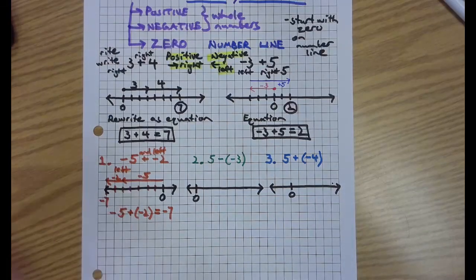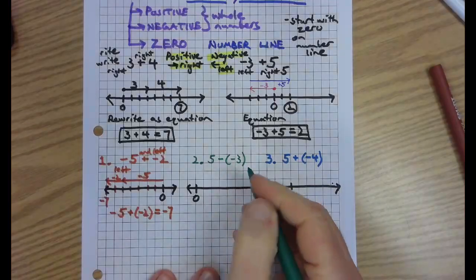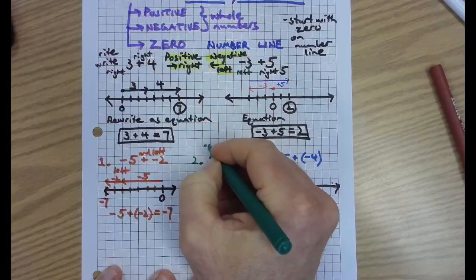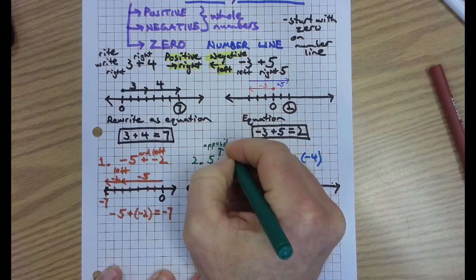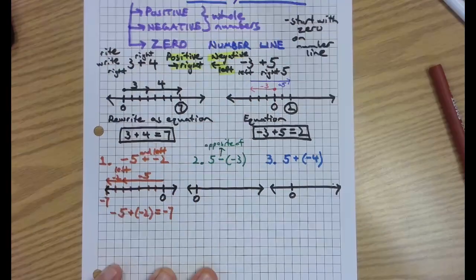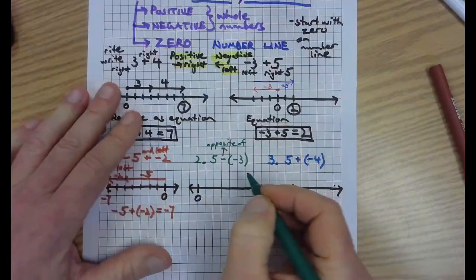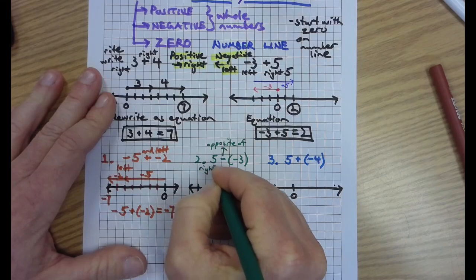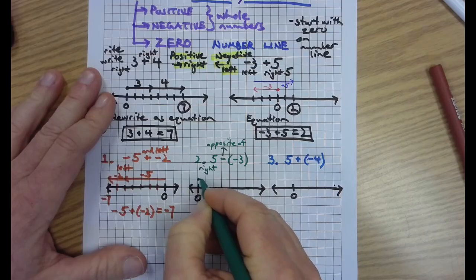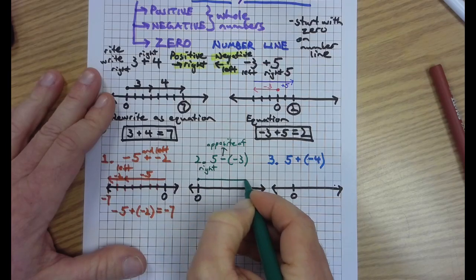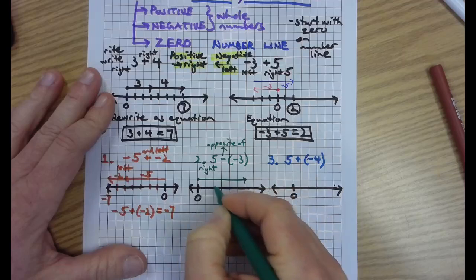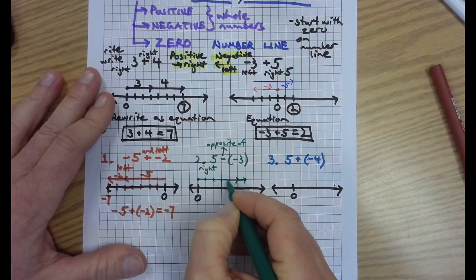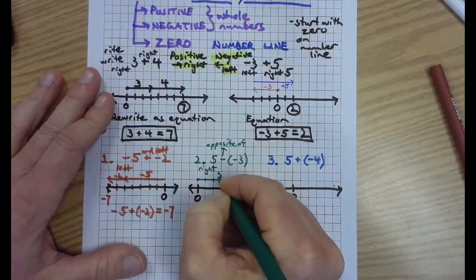Good? Good. Next. Here's where we're thinking of this as saying opposite of. We're not thinking minus, okay? So we're going to start here. And I'm going right 5 because it's positive. 1, 2, 3, 4, 5. Whoops, I went too far. 1, 2, 3, 4, 5. Right 5.